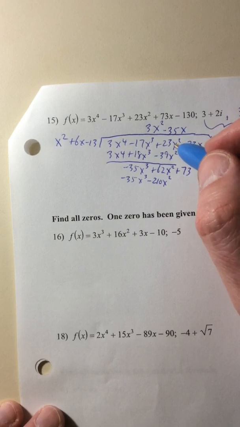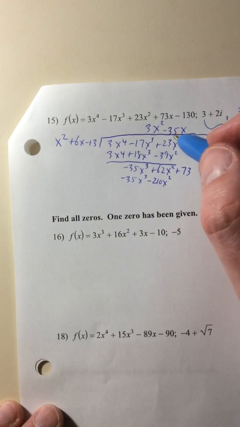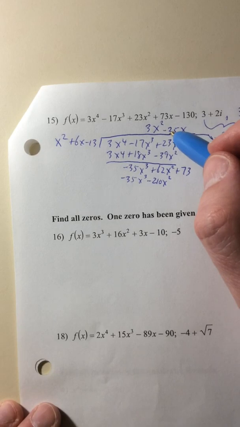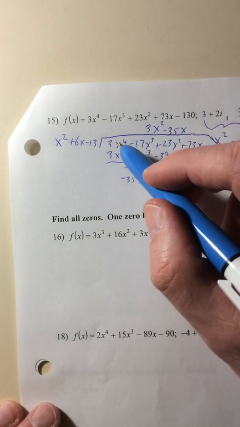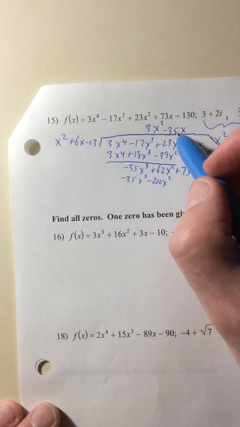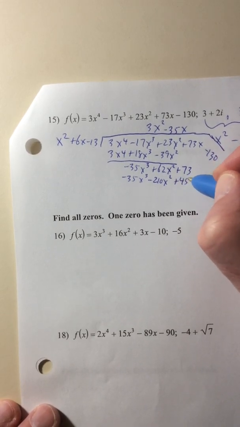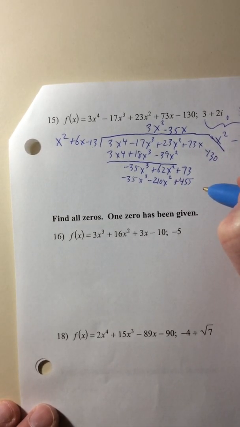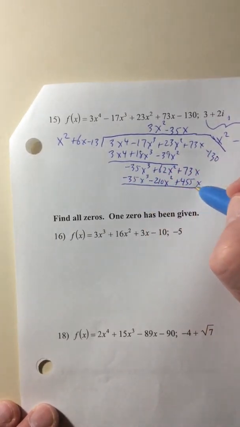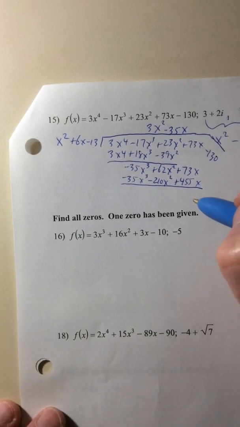35 times 13 is 350, and 105 is 405. Hold on. 350, what did I say? 10 times 35 is 350. 3 times 35 is 105, so that's 455. Getting a little nervous here. That's 73x. Well, yeah, we'll see. We'll see.